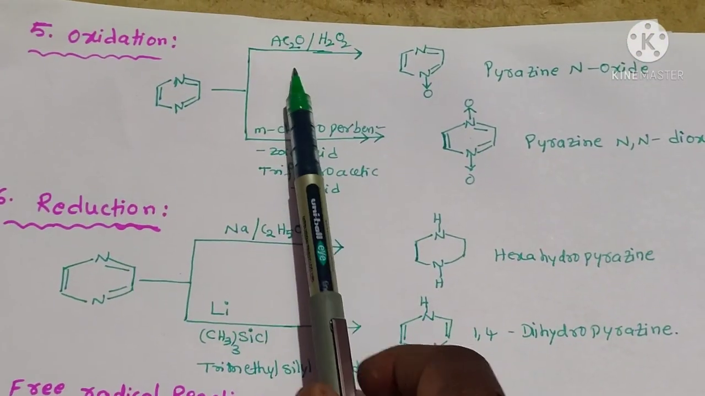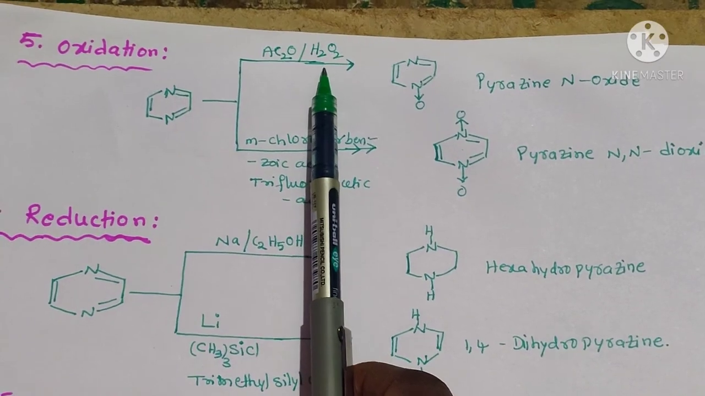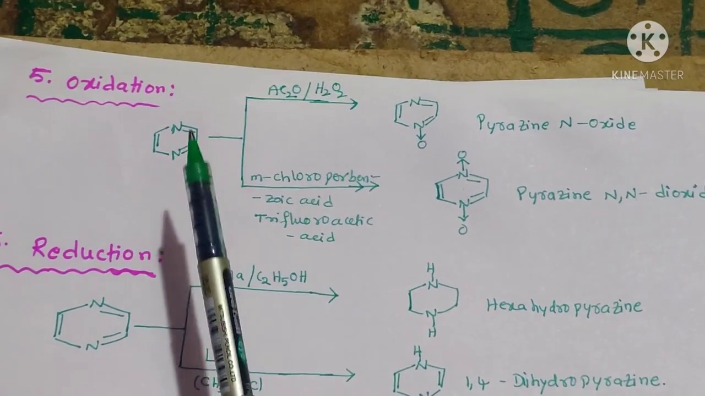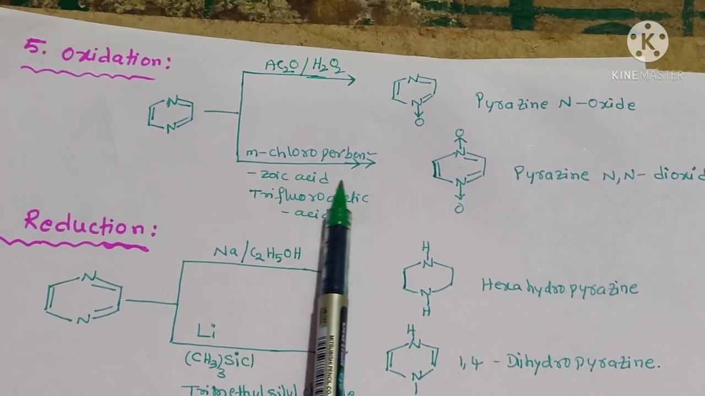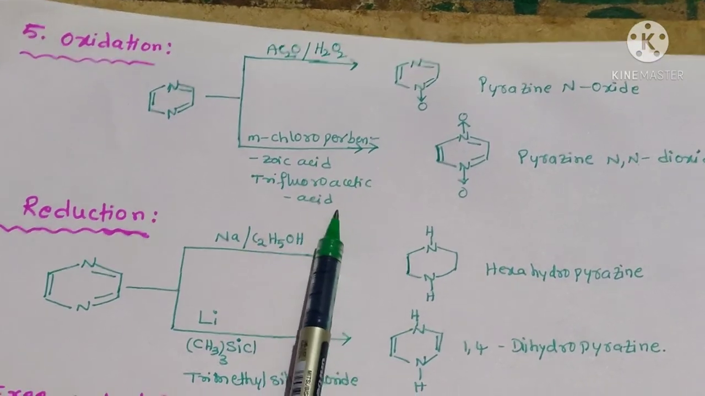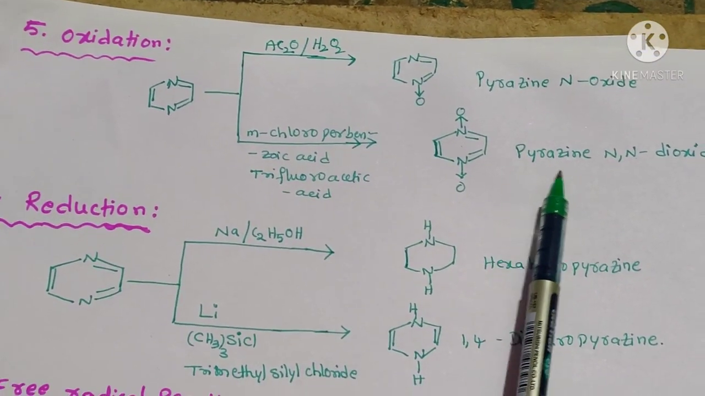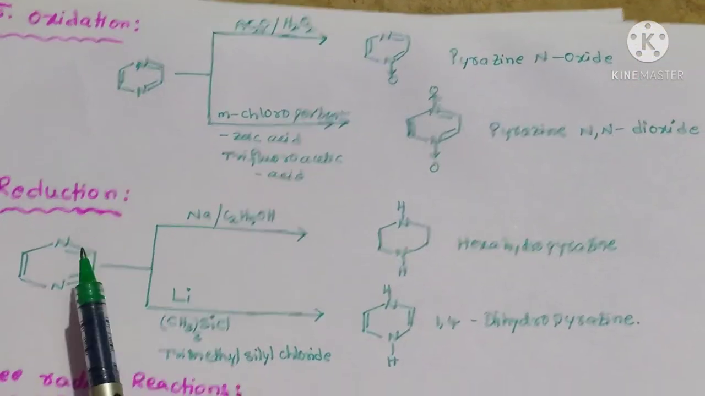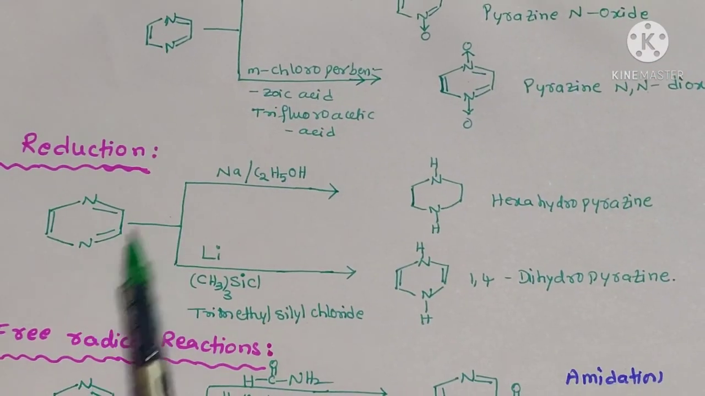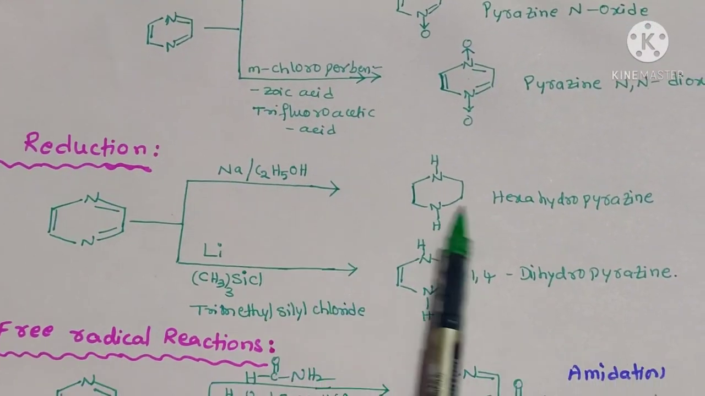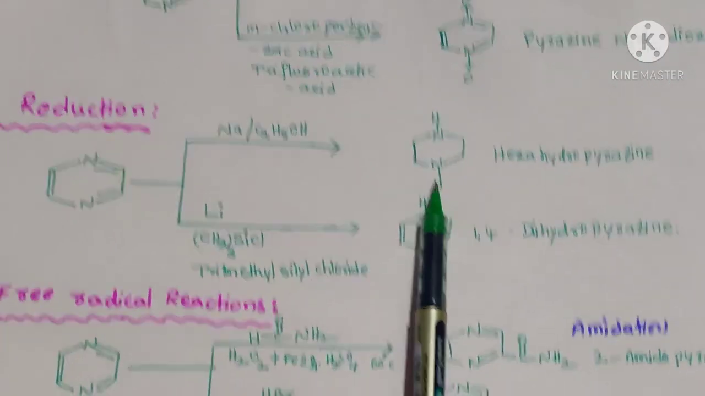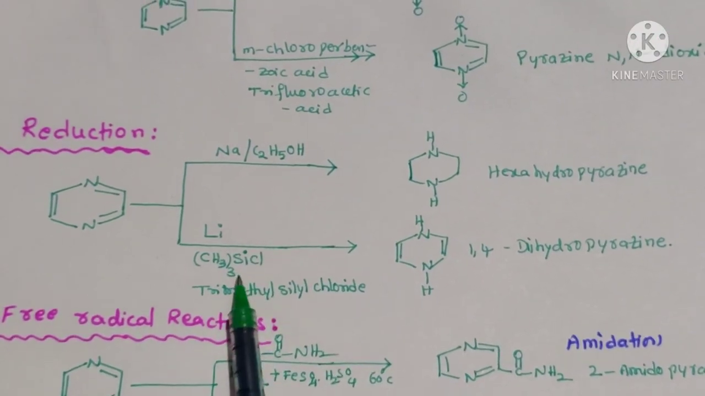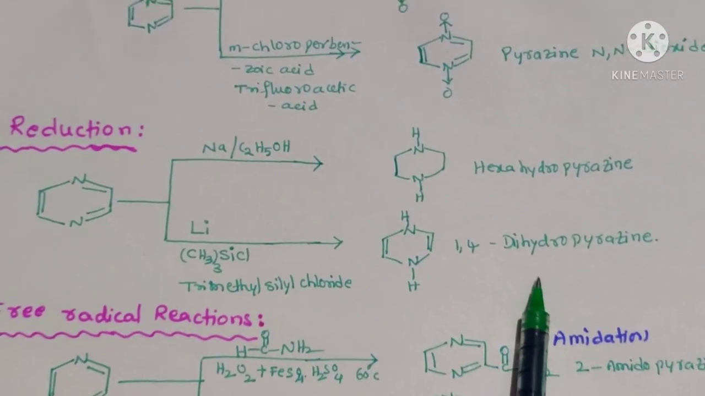Pyrazine on oxidation with acetic acid in the presence of hydrogen peroxide gives us pyrazine N-oxide only. And if it is oxidized with metachloroperbenzoic acid in trifluoroacetic acid, it gives us pyrazine N,N'-dioxide. Pyrazine on reduction with sodium in ethyl alcohol gives us hexahydropyrazine, and reduction with lithium in the presence of trimethylsilyl chloride gives us 1,4-dihydropyrazine.